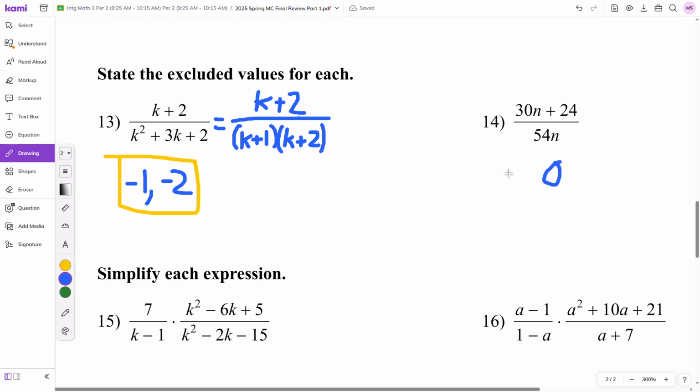Here, it's simply 0. Because if n is 0, then the denominator becomes 0, and that's a problem.